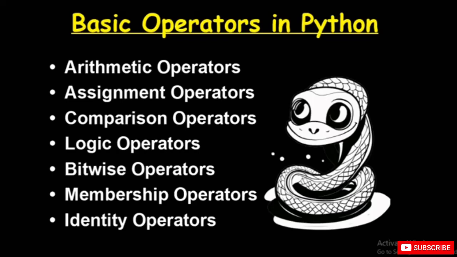Welcome back everyone. Now we are going to see the basic operations in Python. The first one is arithmetic, then we are going to proceed with assignment, comparison, logic, bitwise, membership, and identity. These are the 7 ones: 1, 2, 3, 4, 5, 6, 7. So there are just 7 operations that move in the Python world.